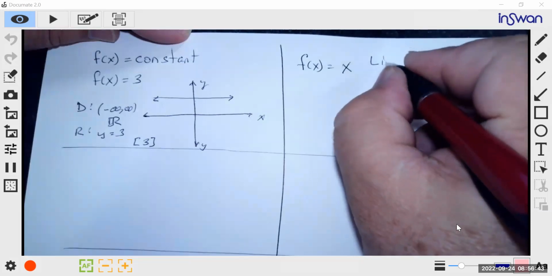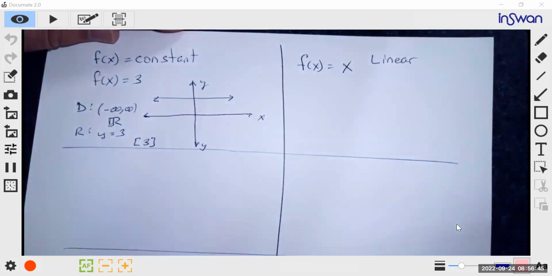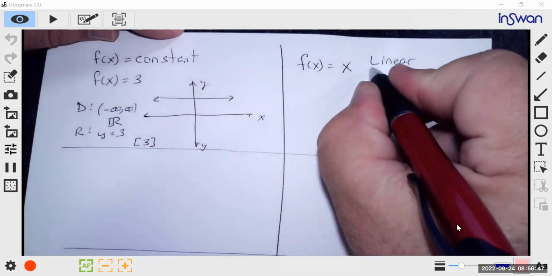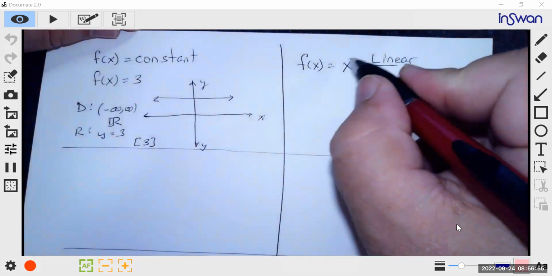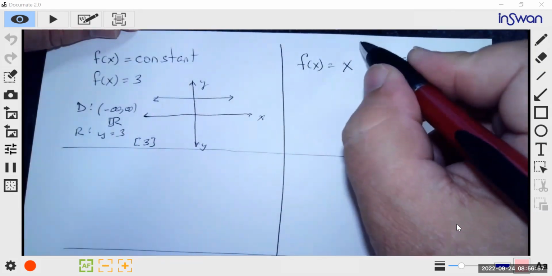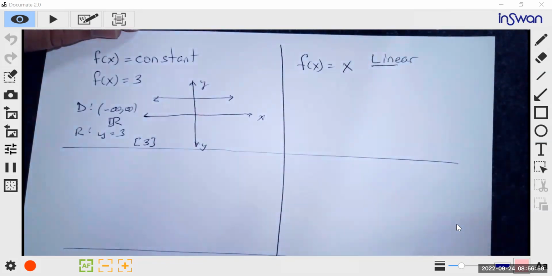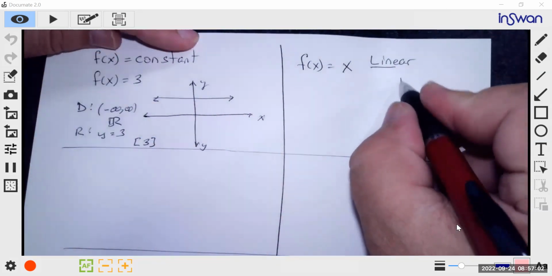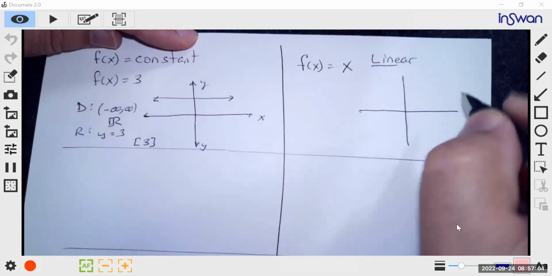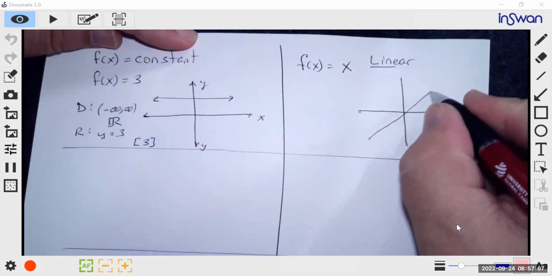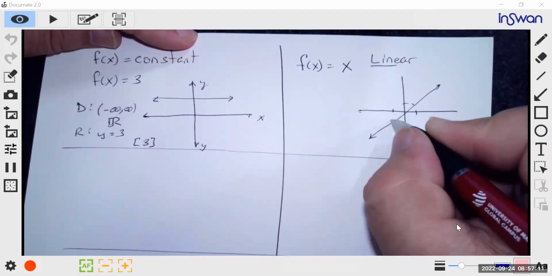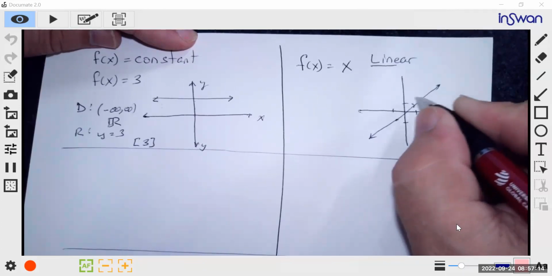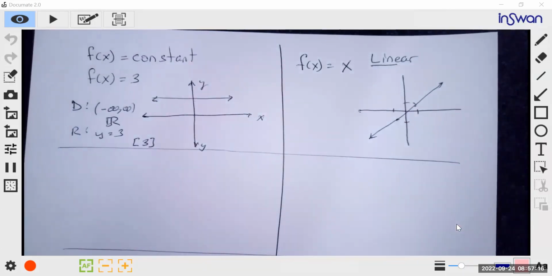This one's called a linear equation. It's a linear equation because the graph's going to be a line. How do I know it's a linear equation? There's no special operations around it. There's no exponent. X is not on the bottom of a fraction. So the graph of this, when x is 1, y is 1. When x is negative 1, y is negative 1. And so on and so forth. It's a 45 degree angle line.